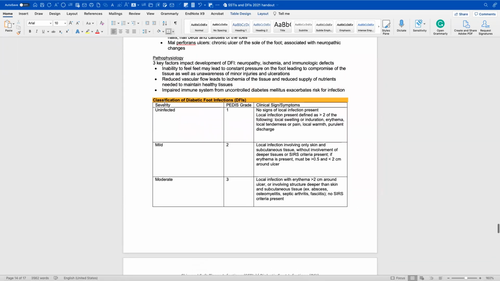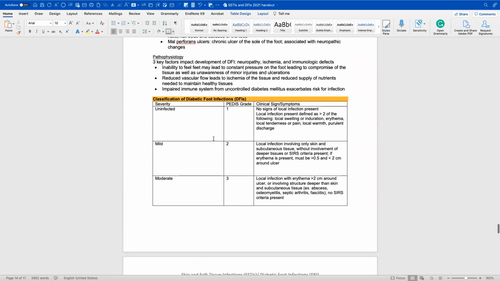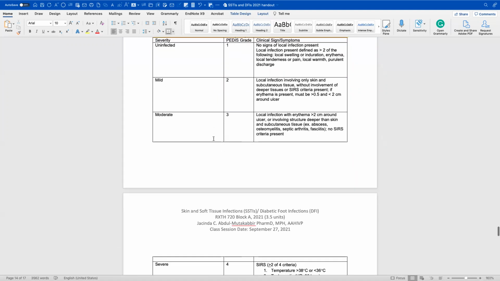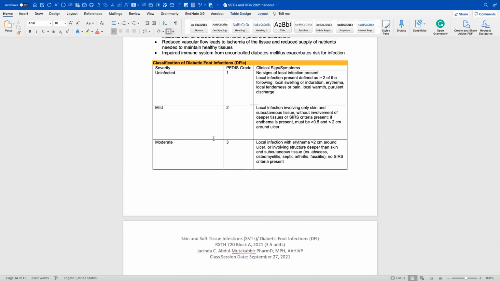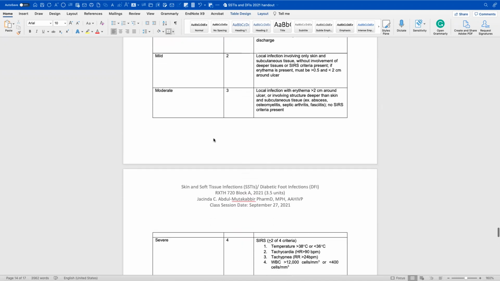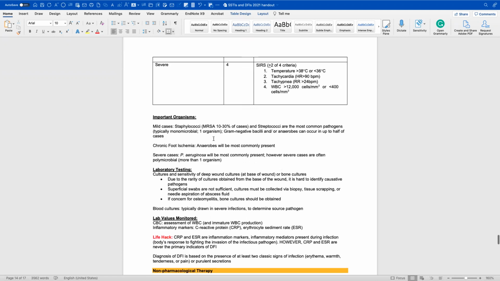So you have this classification of diabetic foot infections. I won't go ahead and read all of these through. I will let you guys do that just because it is wordy. But in the event that you all need clarification, we will discuss this in Monday's lecture.